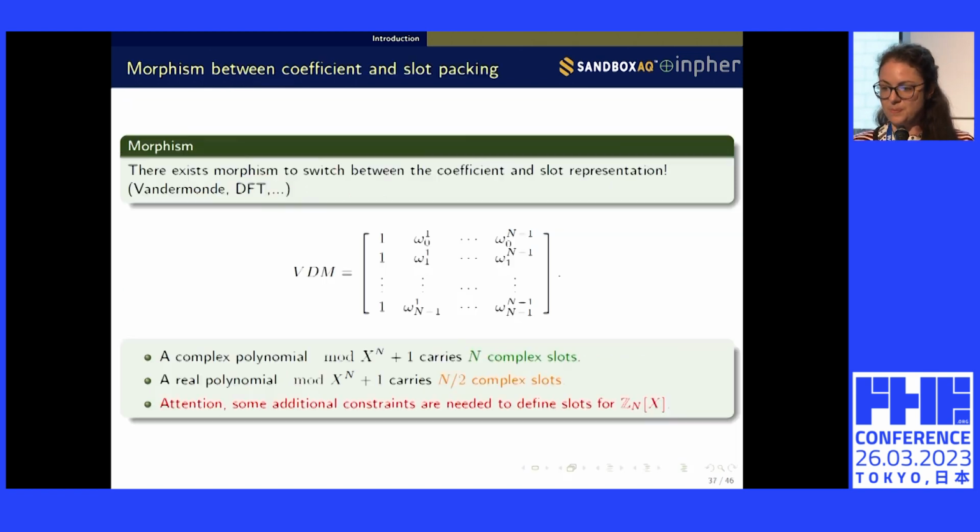The good news is that there exists a morphism to switch between the two representations, and this morphism is just a Vandermonde matrix that allows us to do this coefficient to slot switch. Now, if we are on the complex numbers, we have exactly n complex slots. If we work on the real ones, we have n over 2 complex slots. And if we are on the integers, we should add some additional constraints.